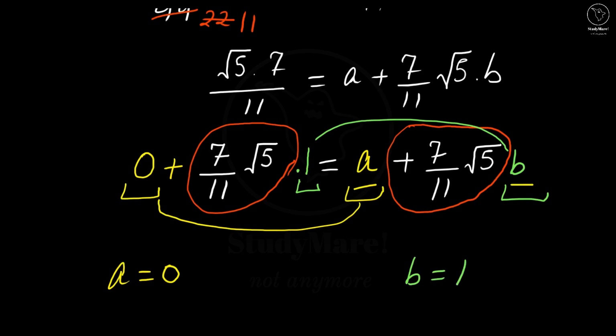The question is easy. It's just a tricky question, trying to confuse the students so that you use a bit of your imagination along with the logic to derive the solution. Like here, many students would give up even in the last step, saying that we have 7 by 11 root 5 and that side we have A plus 7 by 11 root 5 into B. So it is not possible.